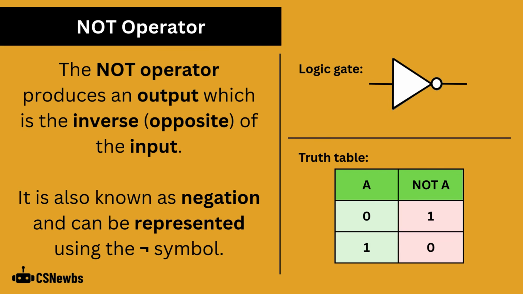The NOT operator produces an output which is the inverse or opposite of the input. It is also known as negation, and it can be represented using the squiggly symbol that you see there. The logic gate, if you were to draw a diagram using the NOT operator, is a triangle with a circle, and that circle must be drawn for you to get a mark. Looking at the truth table, if A was 0, NOT A is the opposite, so it would output 1. And if A was 1, NOT A would be 0.